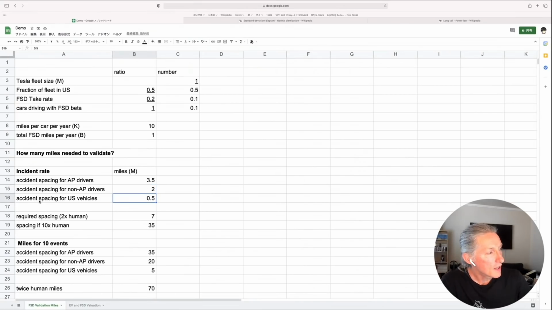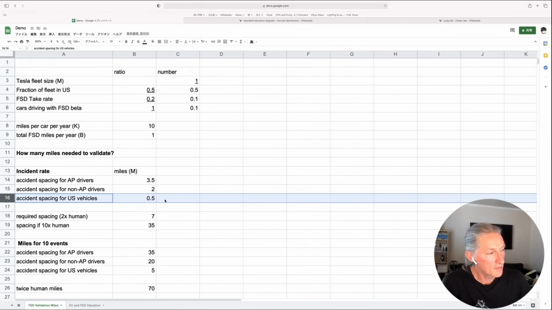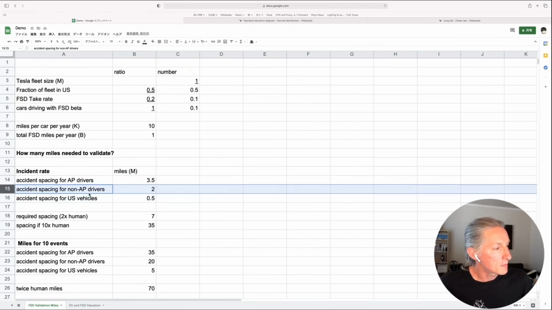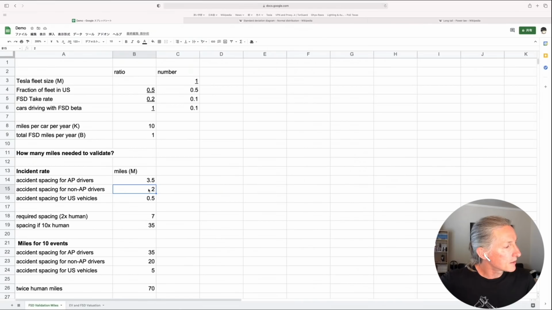So we know that for the average vehicle, it's like 470,000 miles between accidents on US highways. This is the number that Tesla calls out, so I just rounded it off to 500,000. This is the spacing between accidents in terms of million miles for non-AP drivers. Oh yeah, actually we want to use non-AP drivers, don't we? I'm looking at the wrong one.